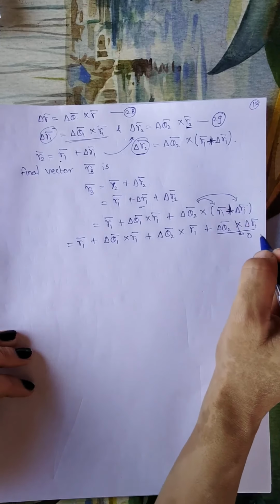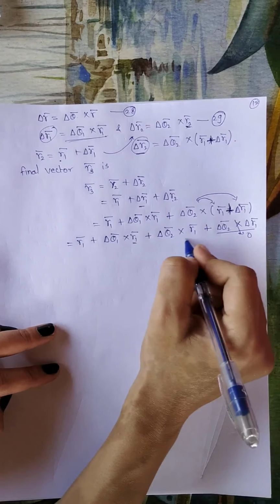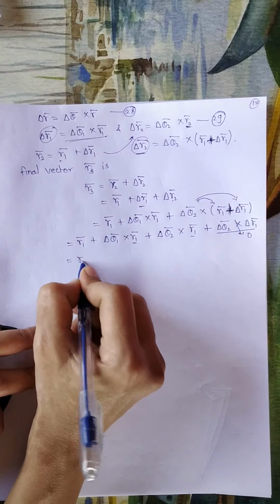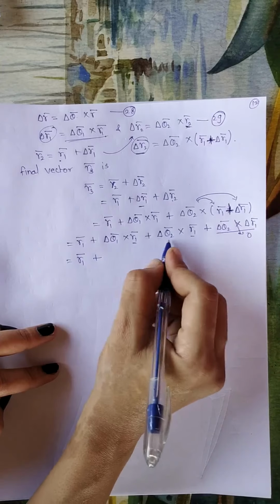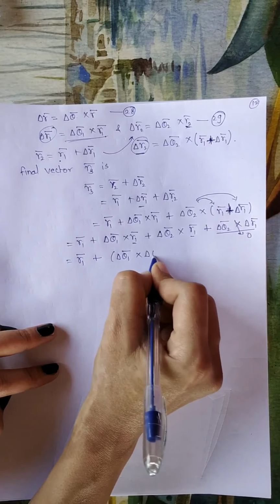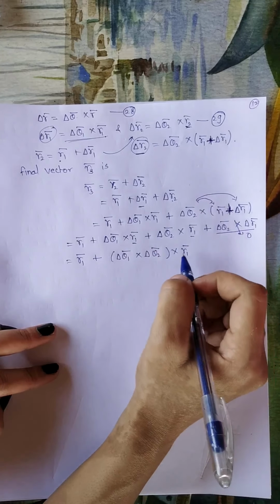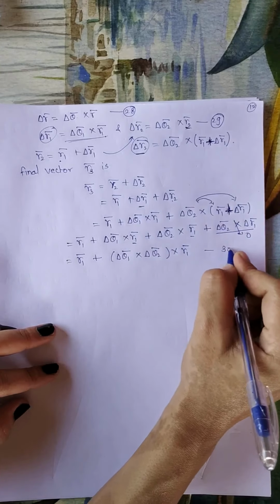Therefore, we are going to ignore this term, and after this we will take r1 bar as common, so that we will get r1 bar plus, if we take r1 bar common, delta theta 1 cross with delta theta 2 bar, and r1 bar as common. So this is, let me call this equation number 30.